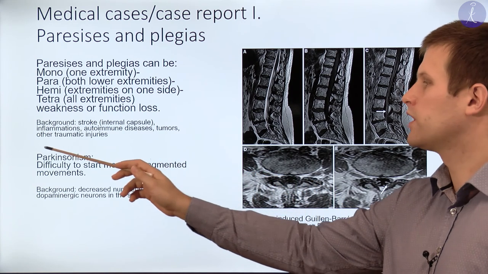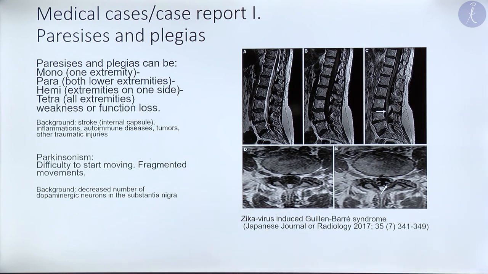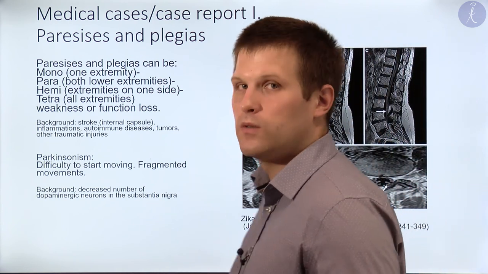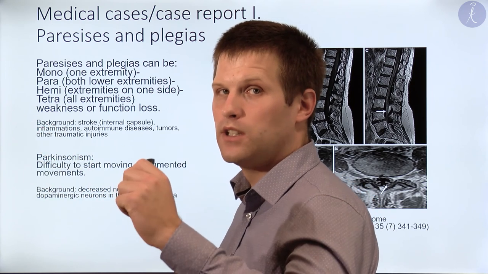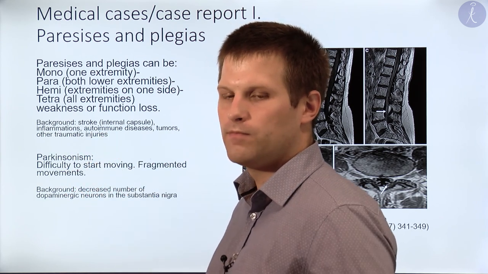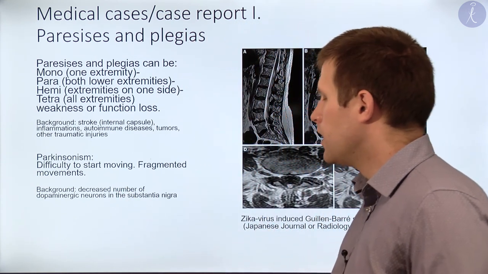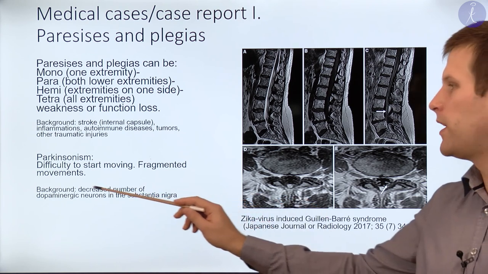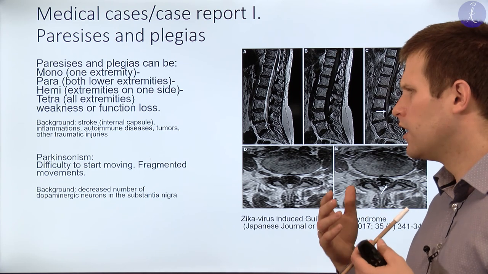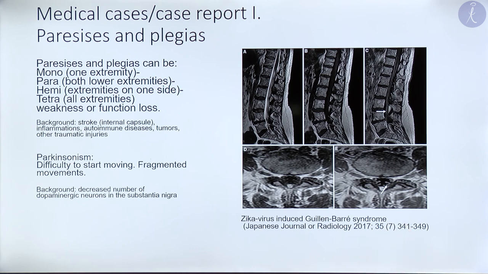Inflammations, autoimmune disease, tumors, and other traumatic injuries also could cause function loss of these tracts and motor function. Also an important and common disease is Parkinsonism. During Parkinsonism, we have difficulty starting to move. So practically, it's very difficult to start to walk or just induce any movements. Or if you already start moving, it's extremely fragmented, you always stop and become rigid. Why does it happen? In this case, the number of dopaminergic neurons in the substantia nigra decreases. That way, the longer inhibitory pathway will be the major output of the basal ganglia, which mostly starts to stop that movement rather than induce and stimulate it.